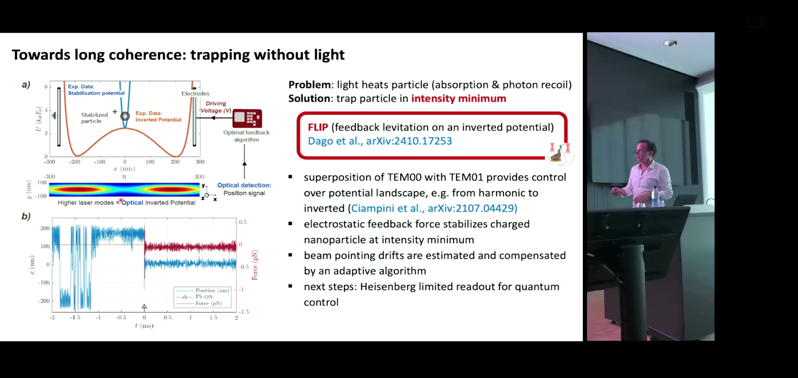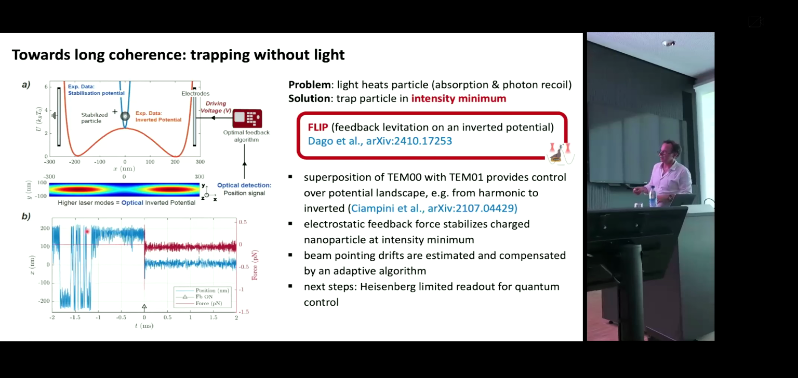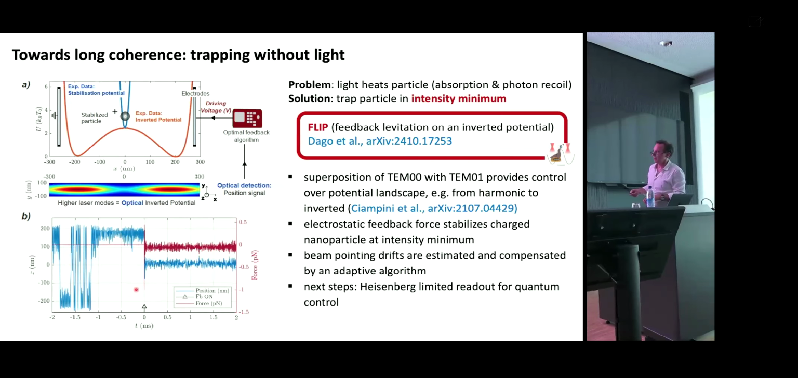And so this is something that you can see here. Blue is actually the position of the particle. If there's no stabilization, it jumps back and forth between the left and the right minimum of the unstable potential. And once you switch on the feedback, then you see that the particle is stabilized on top of the intensity minimum.